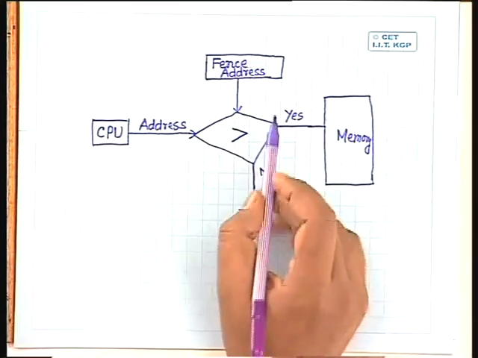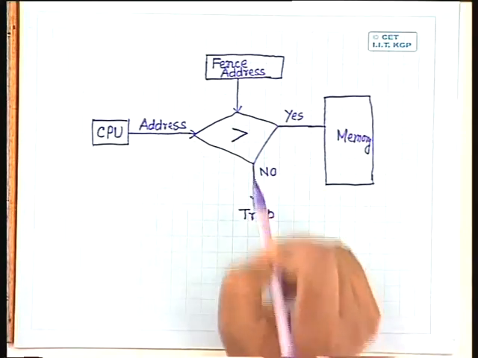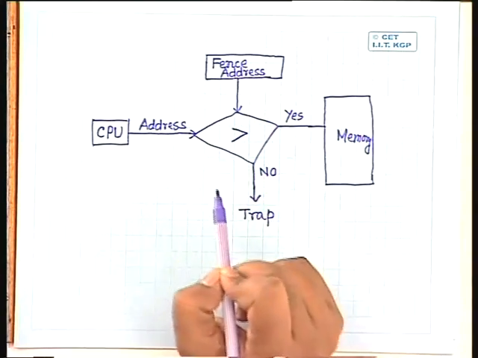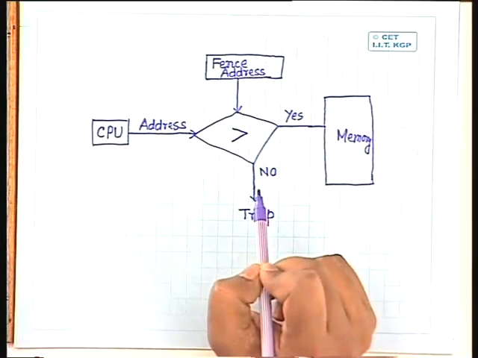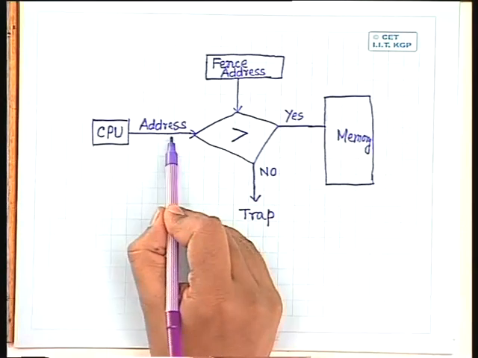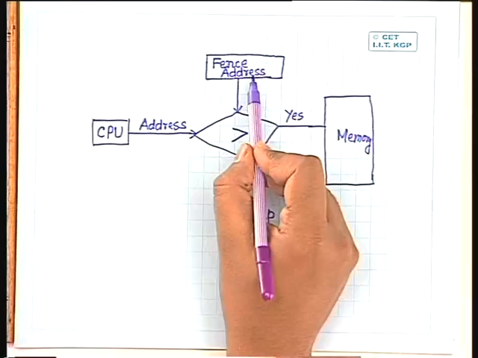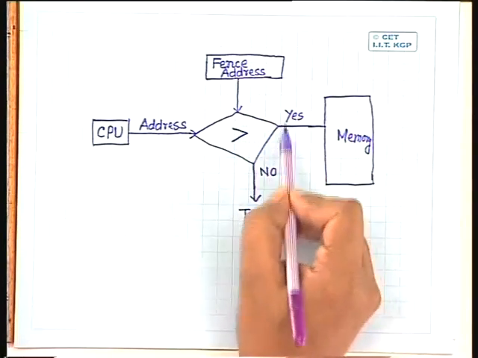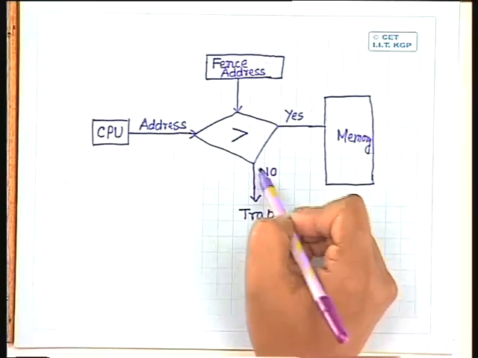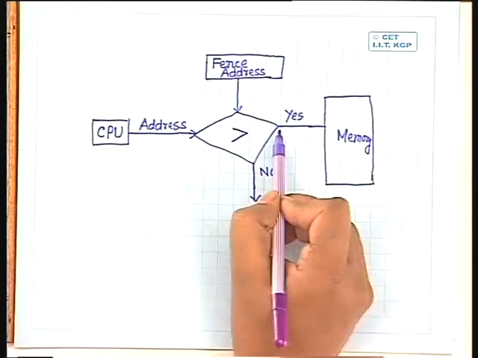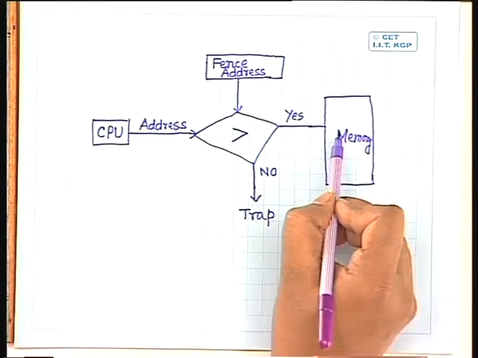Okay. So to avoid that, what can be done is we can have a hardware comparator, and using hardware this address generated can be compared with the fence address. Okay. And it is the hardware comparator which will decide whether there will be a trap or the user program will be allowed to access the requested memory location.